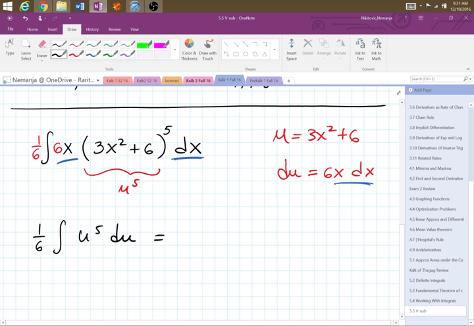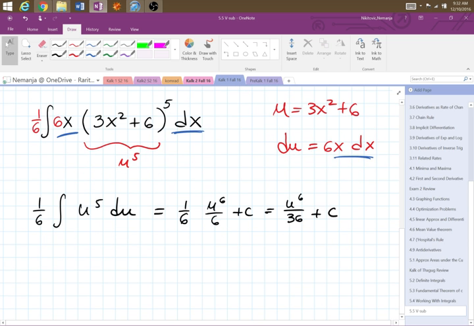Look at that integral. A joke. Copy the constant, 1 over 6, then u to the 6 over 6 plus c equals u to the 6 over 36 plus c, and now we say the sentence. What was the sentence? You don't remember the sentence? And that's the answer.